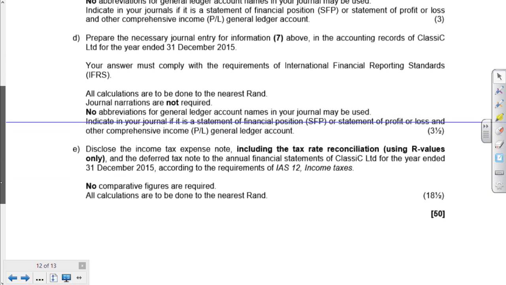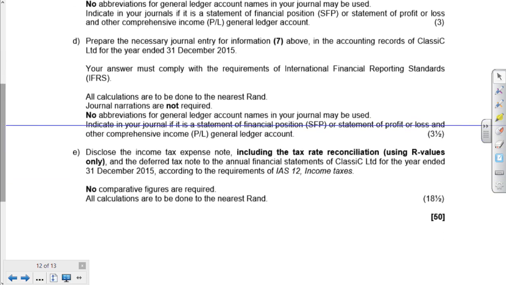And then E for 18.5 marks. Remember when I said to you it can be 20 marks. It could actually be more, isn't it? If they didn't ask you to do A and B, you still would need to do A and B to be able to do E, because you need to do the current tax calc, you need to do the deferred tax movement so that you can put it in the note. So E, which is the note, says disclose the income tax expense note, including the tax rate recon, and the deferred tax note. The deferred tax note we already did last week. Yes? No? Okay, well, we need to finish that today.